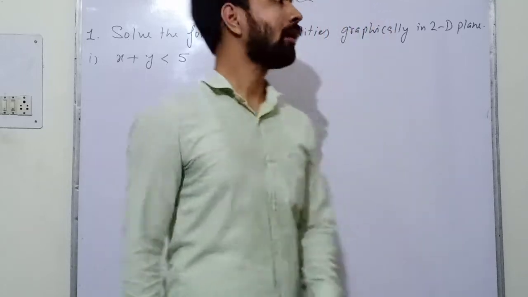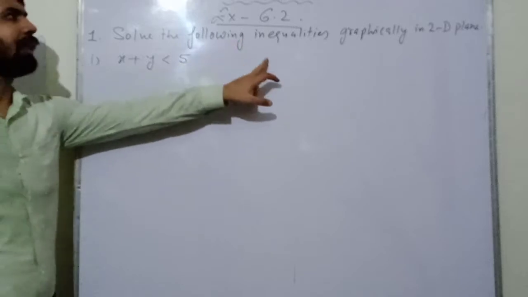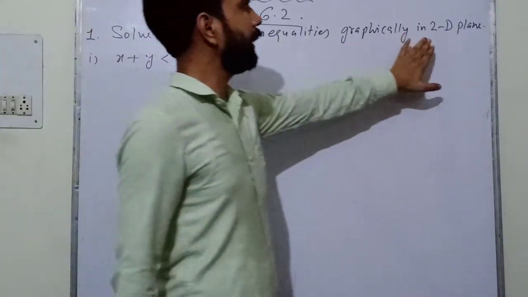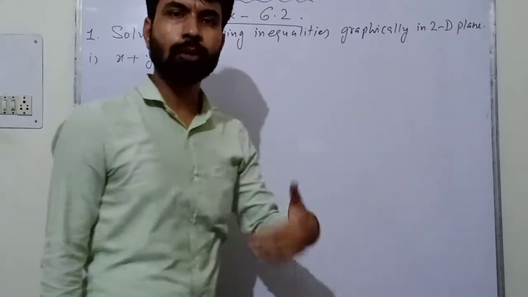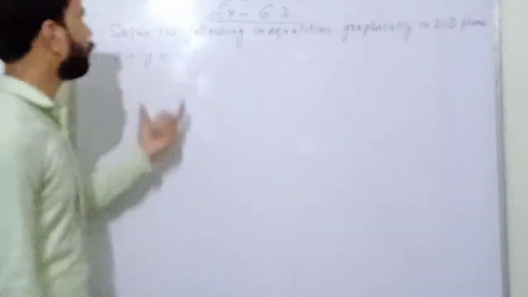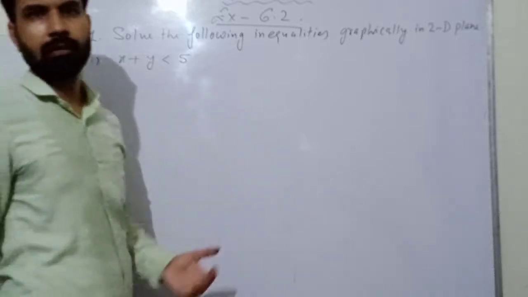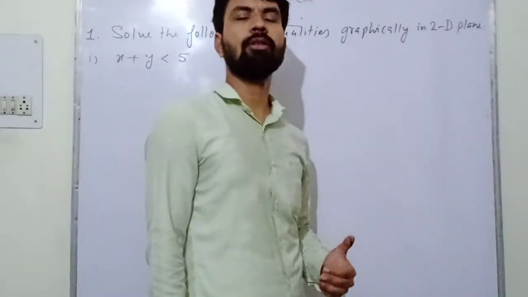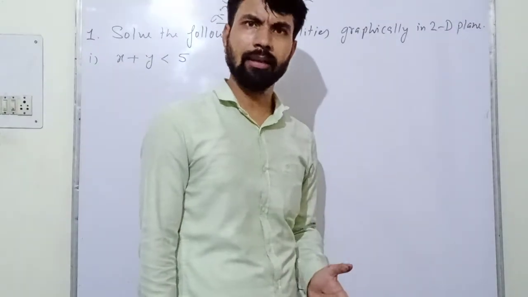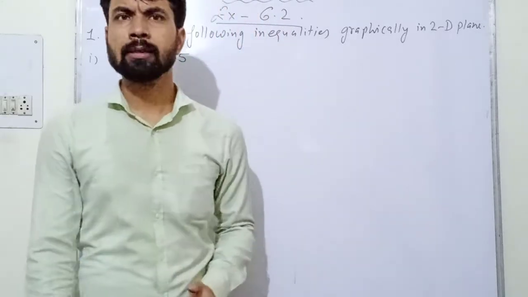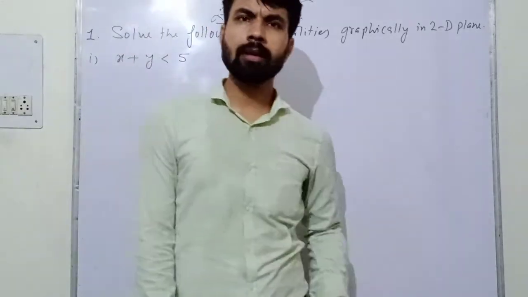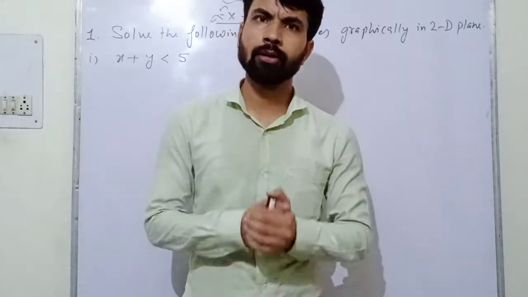Good. So the very first question is: solve the following inequalities graphically in 2D plane. 2D plane means two-dimensional plane. So here some inequalities are given and we have to solve these inequalities graphically. Means we have to prepare the graph of the given inequality. Clear? There are lots of parts in this. I will explain 2 or 3 parts and the remaining parts we have to solve at home.